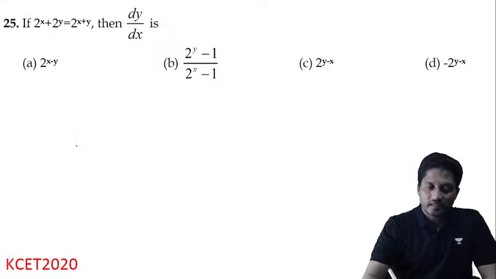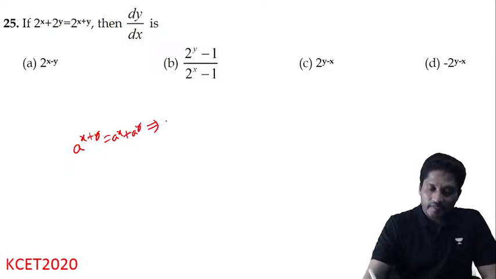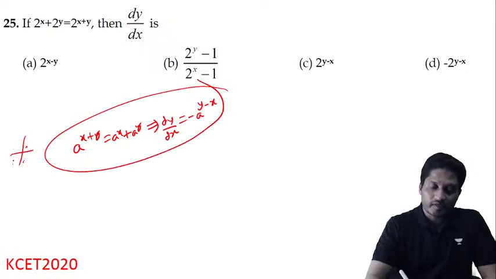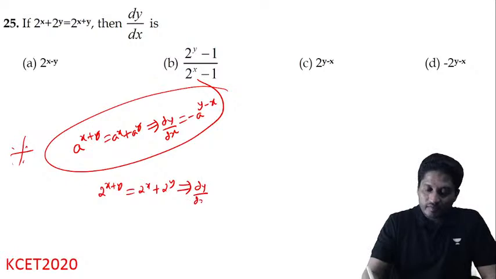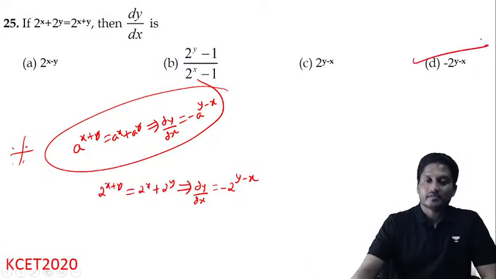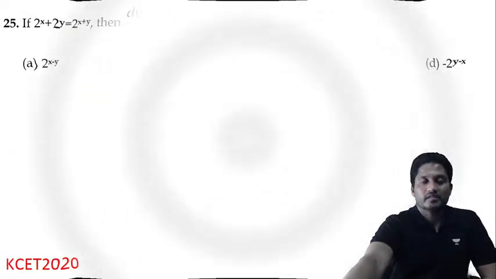It's a standard result, right? When you have a power x plus y is equal to a power x plus a power y, then dy by dx is always equal to minus a to the power of y minus x. NCERT exemplar worked out example. Similarly, if I have suppose like this, 2 power x plus y is equal to 2 power x plus 2 power y, then dy by dx is always equal to minus 2 to the power of y minus x. Answer is option D. Let's move to the next question.